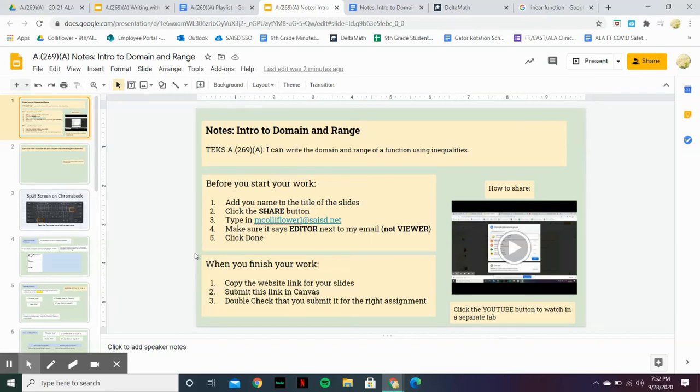Hello, everybody. In this video, we are going to learn how to write the domain and range of functions using inequalities. Now, for this standard, we're actually going to be mastering three standards at once: A2A, A6A, and A9A. So I've combined them all into one standard called A269A. So we're going to be writing domain and range for all of these functions.